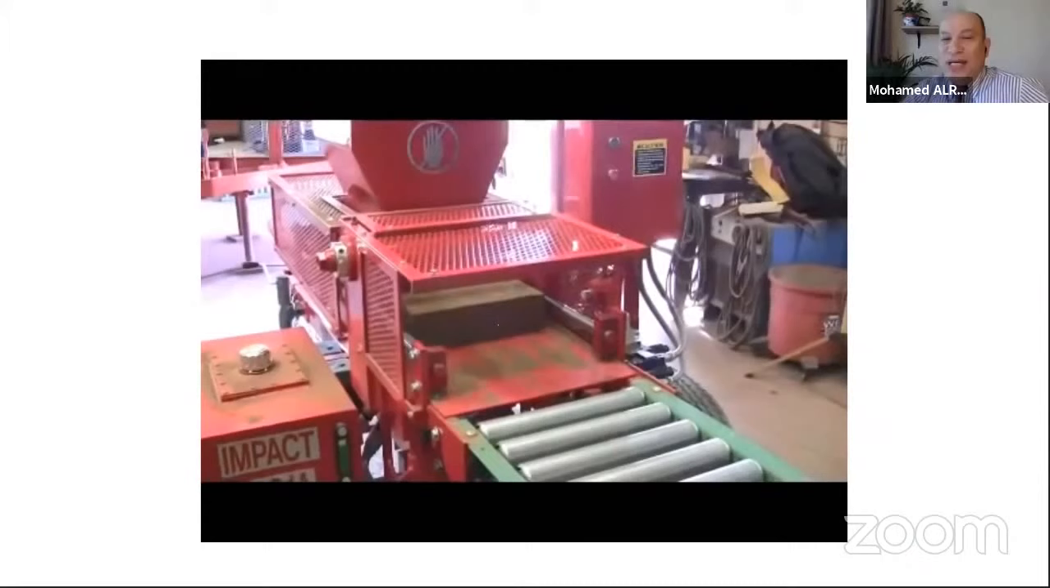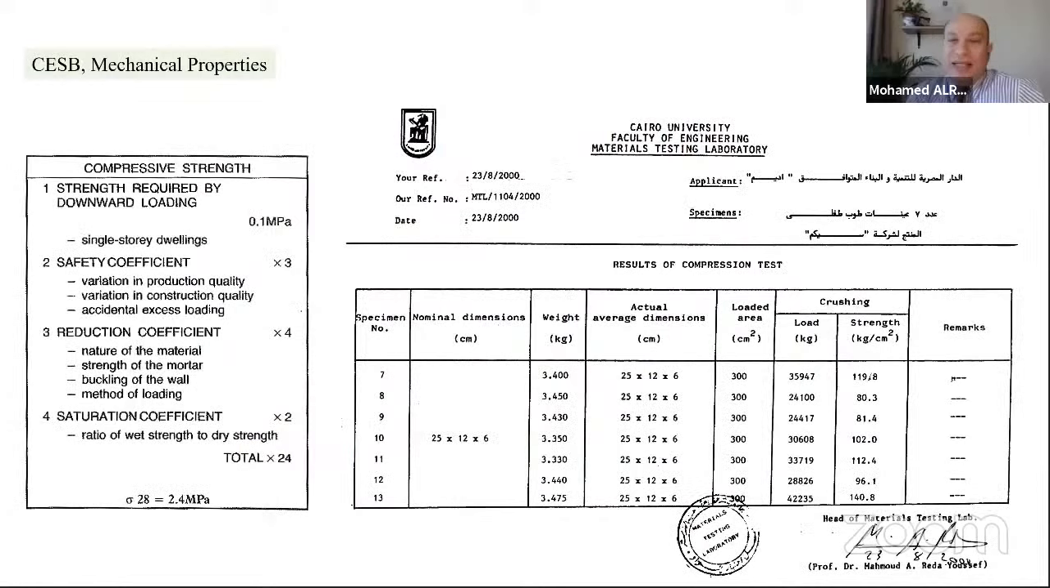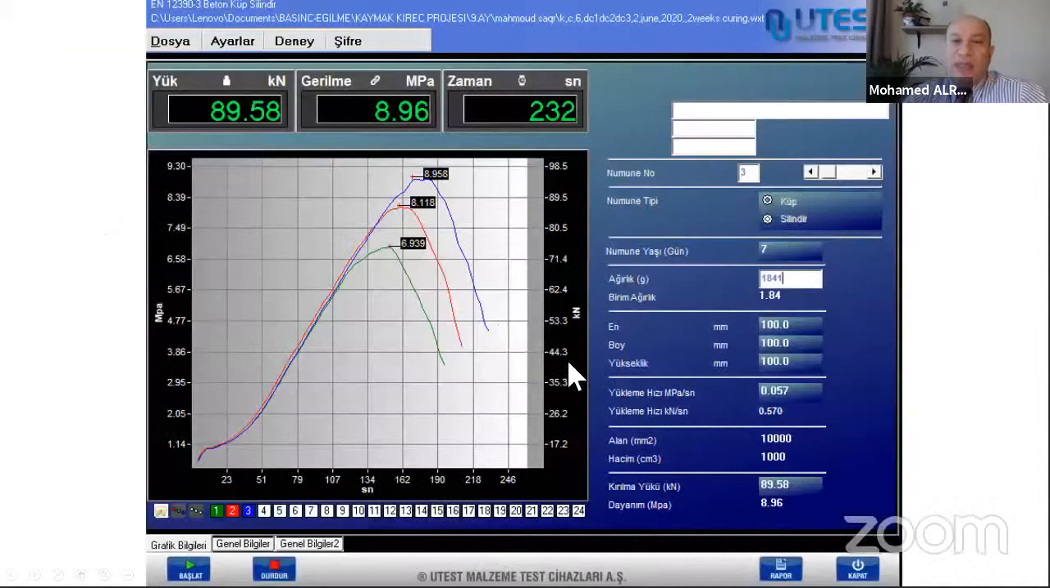Okay. Here we have the random results from a site, and we can see the figures here. It ranges between about 100 and 120 kilograms per square centimeter. Again, this is from the recent research we did at Fatih Mehmet University.